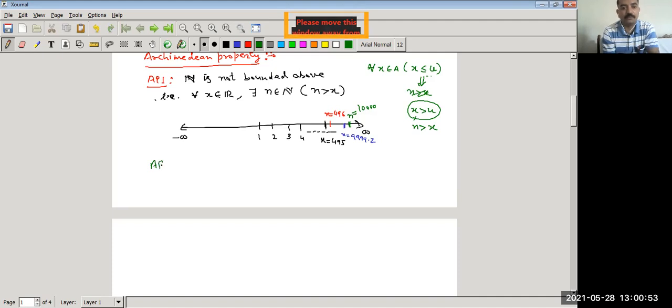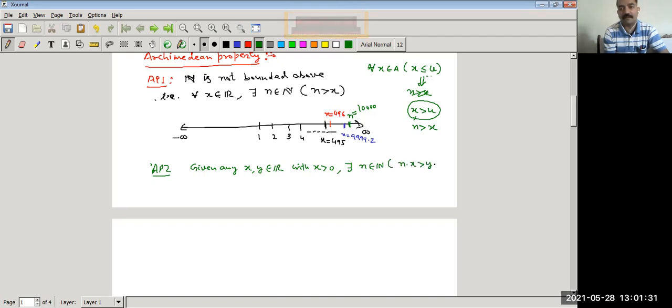Archimedean property 2. Given any x, y belonging to the real numbers R with x greater than 0, there exists n belonging to the natural numbers such that n times x is greater than y.